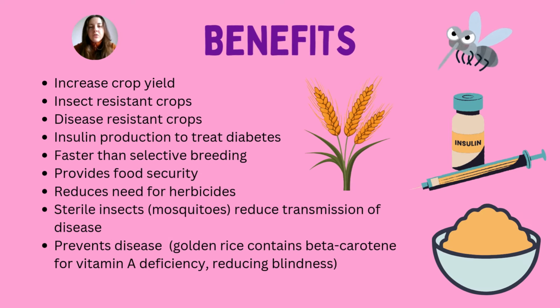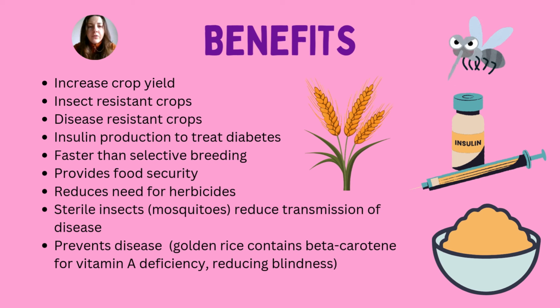So some of the benefits, of course, if we introduce a desired characteristic, we might have an increased crop yield, insect-resistant crops, disease resistance, insulin production to treat diabetes, as I said before. It's much faster than selective breeding, because obviously selective breeding requires generational change.